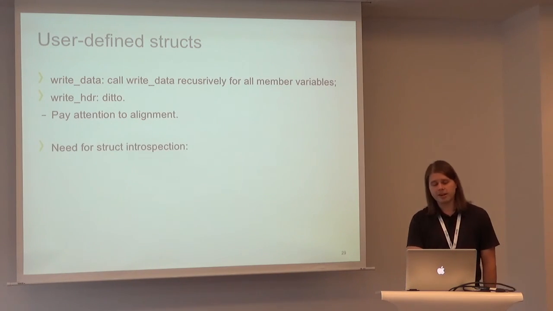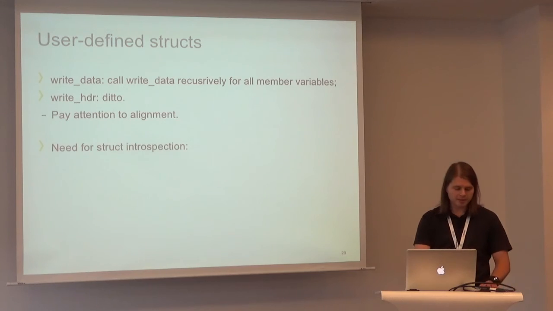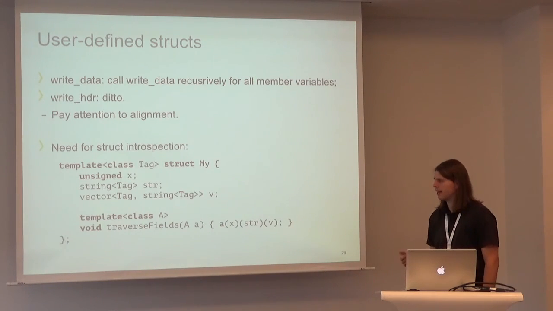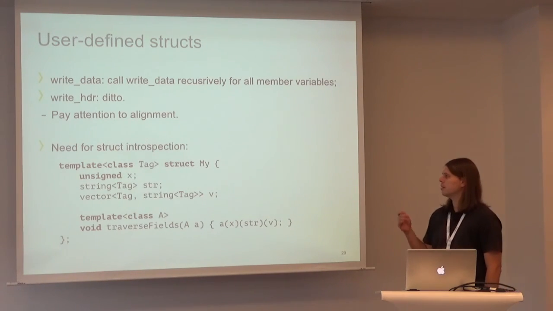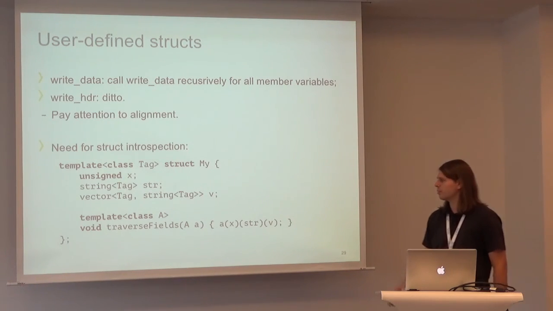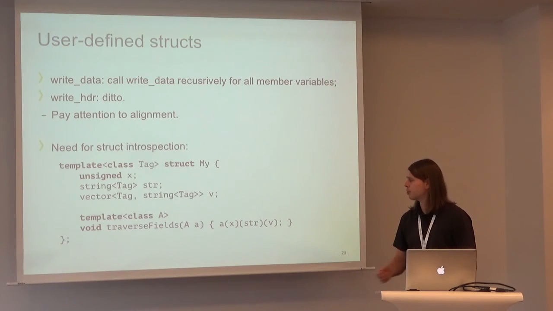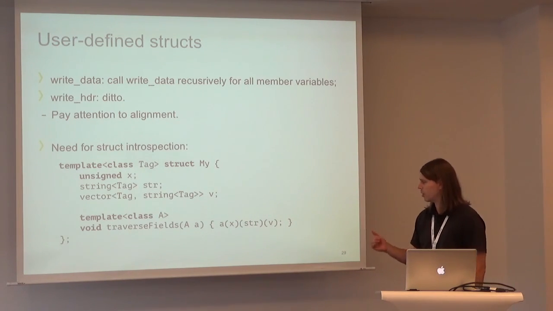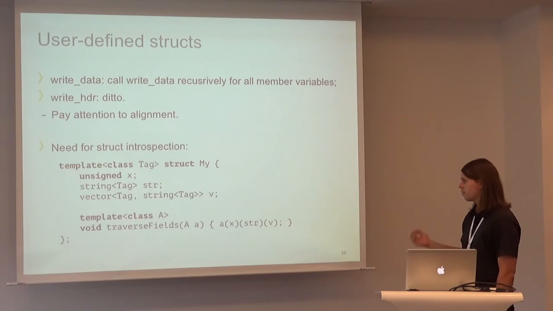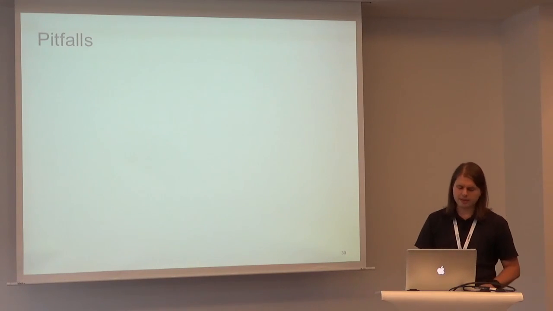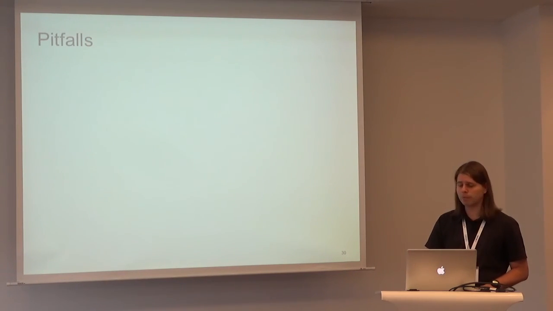And we need a struct introspection. Since C++ doesn't give us a way to traverse the member variables of our structure, we have to do it by hand. So every single user-defined structure we are trying to serialize should expose its fields via a special member function, traverse fields, accepting some sort of functional object and feeding it the member variables in the ordering they were defined. Well, this approach has its own pitfalls.